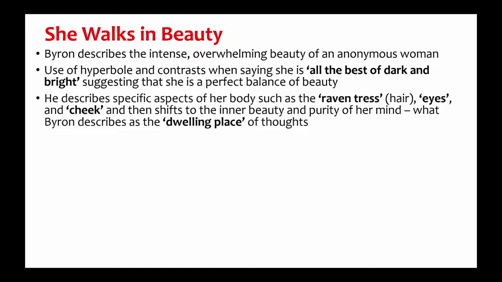He describes specific aspects of her body. He talks about her raven tress, which means her hair, her eyes and her cheek, and then shifts towards her inner beauty and the purity of her mind. Byron describes the mind as the dwelling place of thoughts, and he speaks about how pure this is, as well as her physical attractiveness. So this is a poem about both outward physical beauty and inner beauty as well.